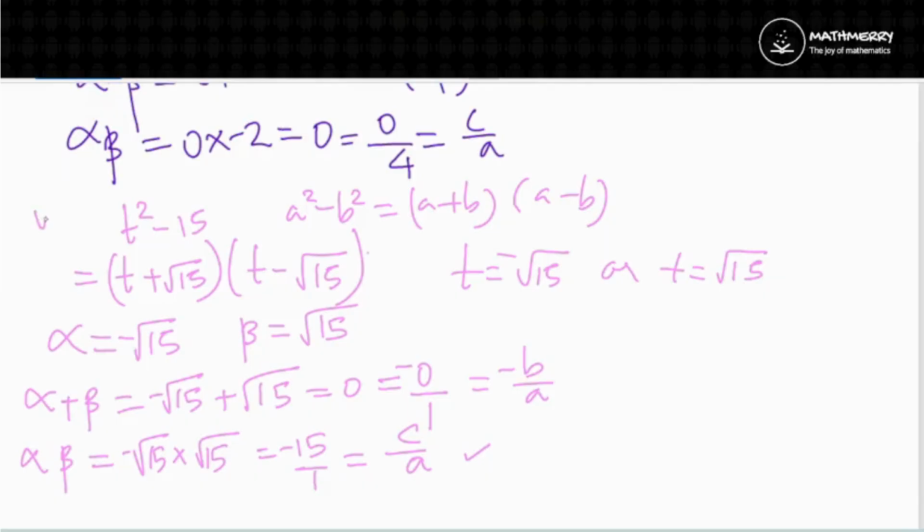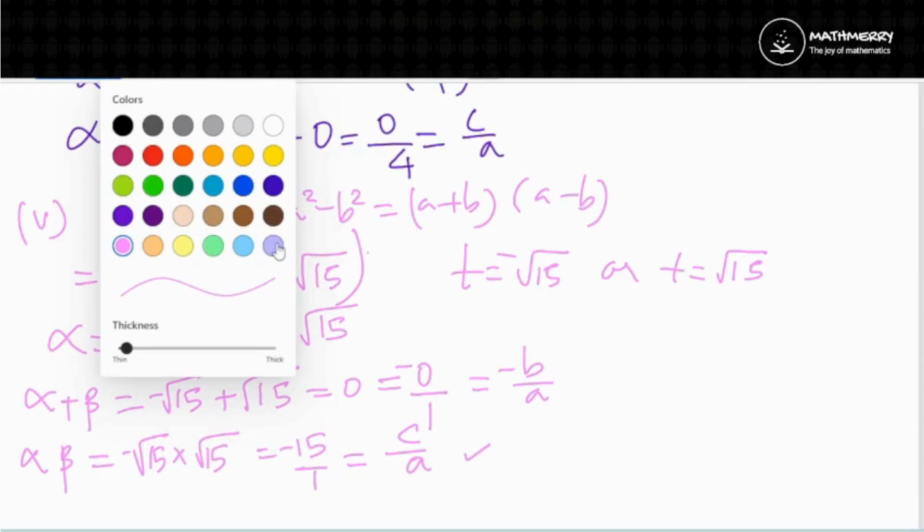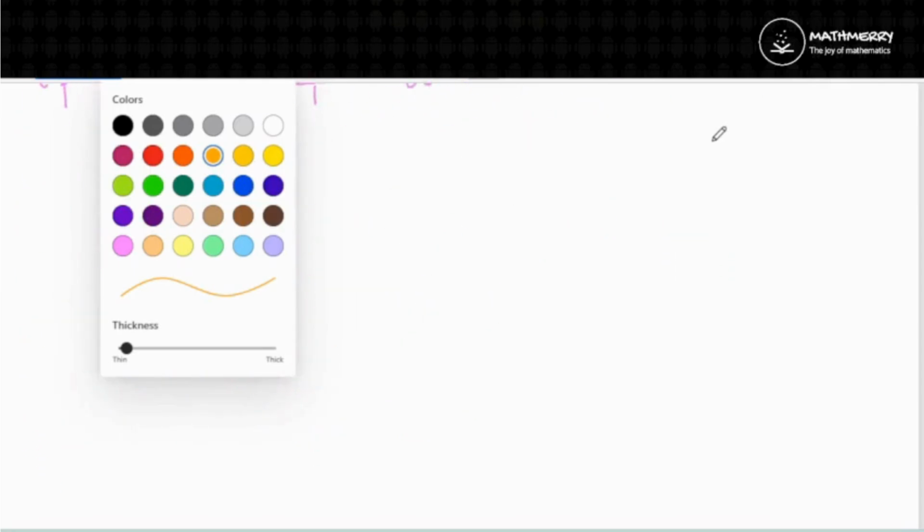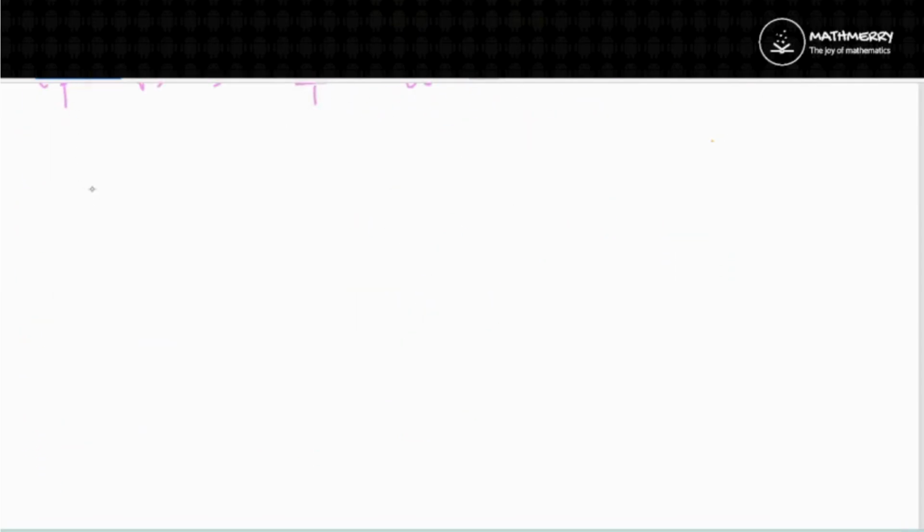So this was our fifth question. Now next is our sixth question. So our sixth question is 3x square minus x minus 4. So here a is 3, b is equal to minus 1 and c is equal to minus 4.